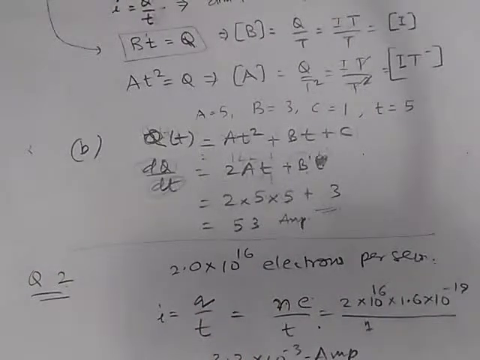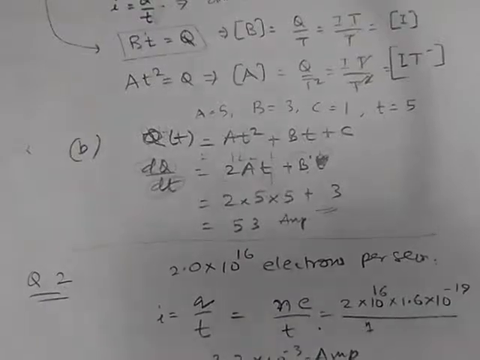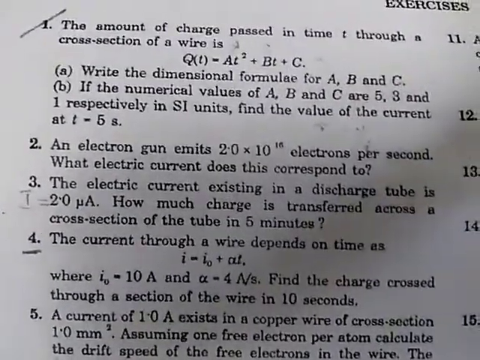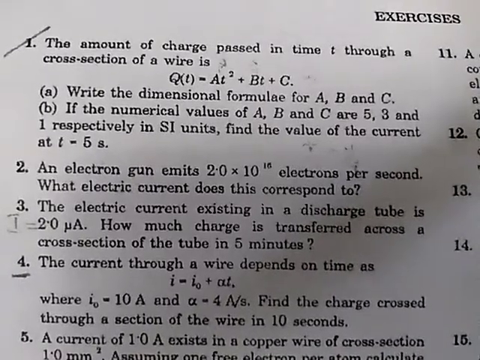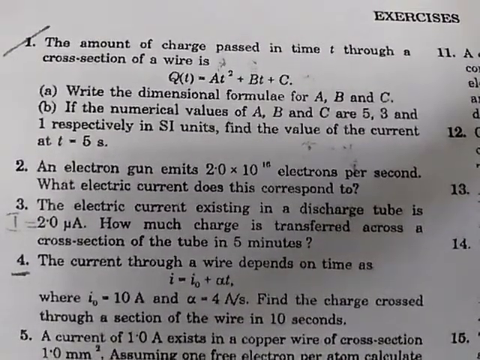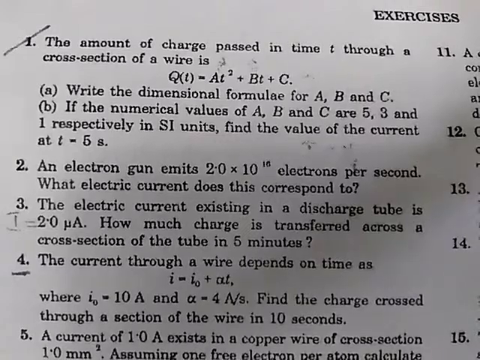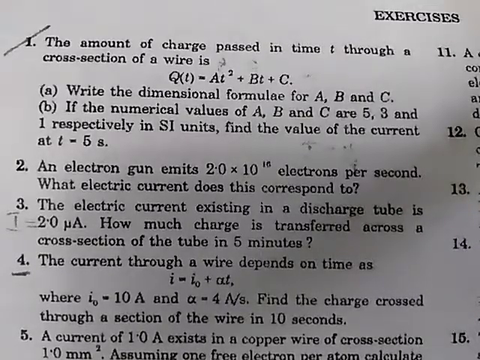So question number 2, we have an electron gun emitting electrons, and it emits electrons at the rate of 2.0 into 10 to the power 16 every second. What electric current does this correspond to?